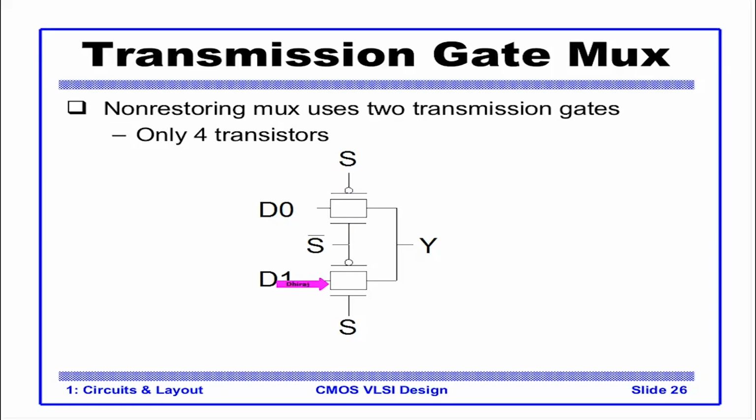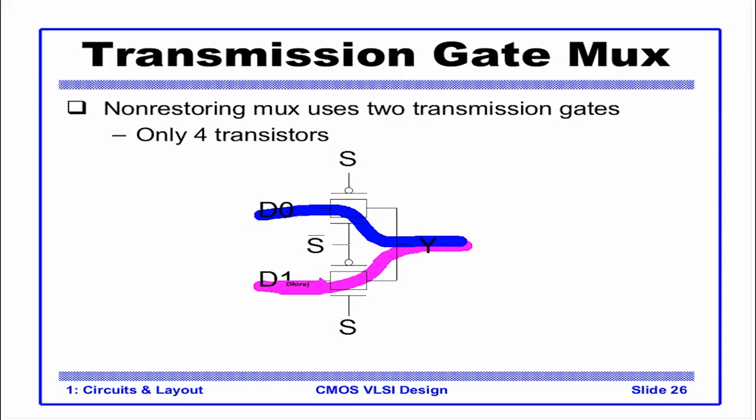What it means is, if S is 0, the PMOS here is active, S bar is 1, the NMOS here is active, so this path is moving. If S is 1, in that case this is switched off. Why? Because S is 1, PMOS is off, S complement is 0, NMOS is off. Now this path becomes enabled if S is 1. So a transmission gate mux needs 4 transistors.